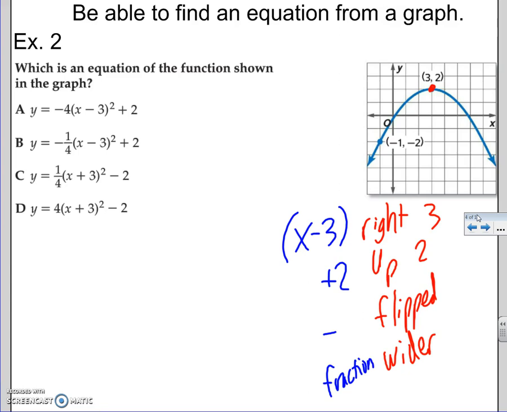So let me find which one has minus 3 and plus 2. Here's minus 3 plus 2. Minus 3 plus 2. This is a plus 3, so that's wrong. This is a plus 3, so that's wrong. Alright, the two remaining, A and B, both have a negative sign. Both are flipped, but one is taller, one is wider. I'm looking for the wider one, so the fraction is 1/4. My answer here is B.